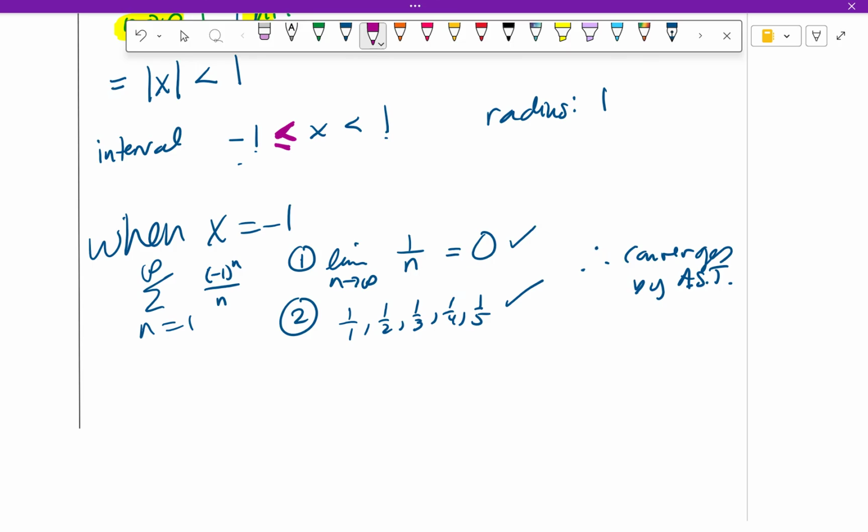Okay. All right. We're now going to look at the other endpoint. So when x is equal to 1. My brain was not functioning there for a second. All right, so I'm going to use the same thing. We're plugging in for that x. Instead of plugging in a -1, we're plugging in a +1.